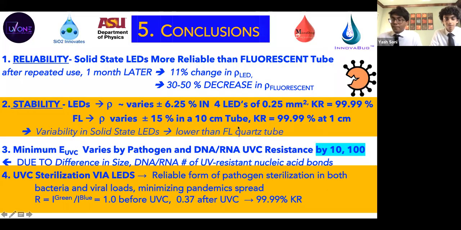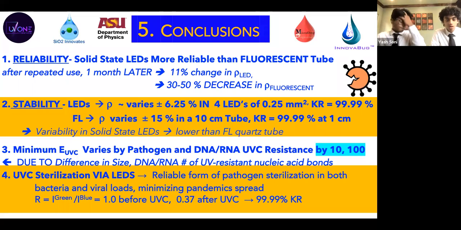For our conclusions, we found that the solid state LEDs were more reliable than the fluorescent tube after repeated use 1 month later, with an 11% change in the power density of the LED and a 30 to 50% decrease in the power density of the fluorescent one. And for the stability of the LEDs, the power density varied about 6.25% in the 4 LEDs of 0.25 millimeters squared and the kill rate was 99%. The fluorescent tube, however, had a power density variation of 15% in a 10 centimeter tube, achieving a kill rate of 99.99% at 1 centimeter.